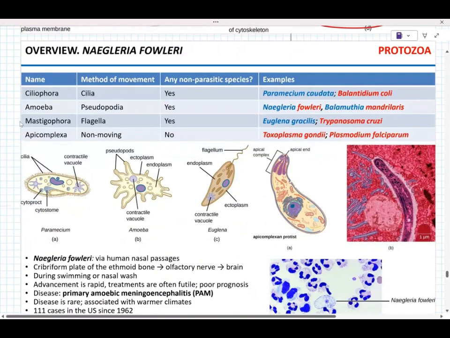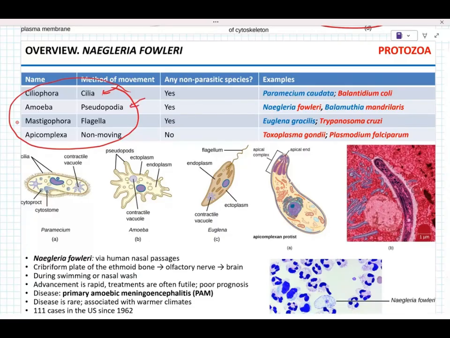So let's chat about some of the pathogens. I think we're just going to finish week 1 and then pop in the lab and do the lab. It's not a lot of time. So the first category of eukaryotes, protozoa. You must know this classification. The classification is based on movement. Ciliophora move using cilia. Amoebae move using pseudopodia. Mastigophora use flagella, while Apicomplexa can't move at all.